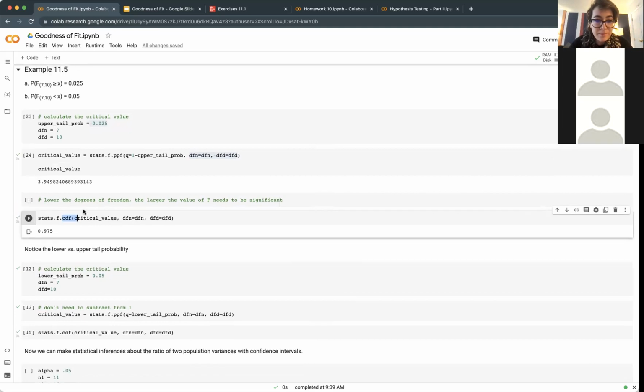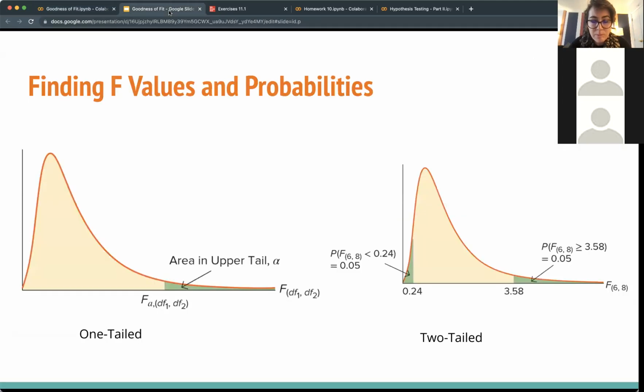Can I just ask you a question about the curve? Yes. When we're saying that it's 0.975 away from the curve, are we talking about the midpoint of a normal distribution curve?